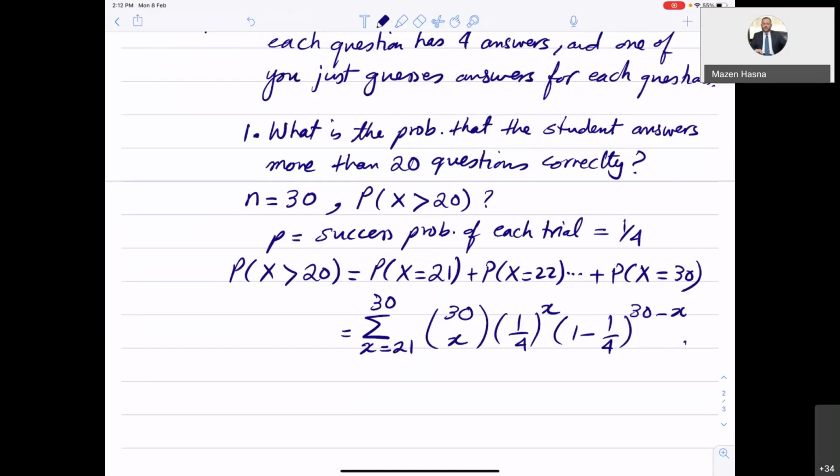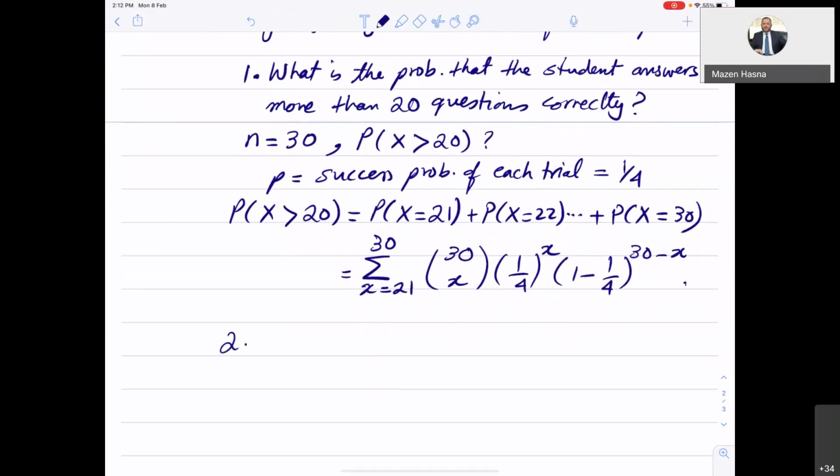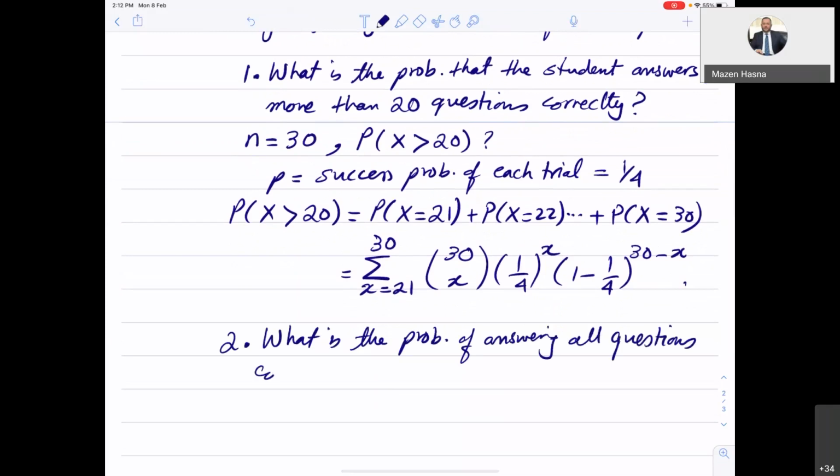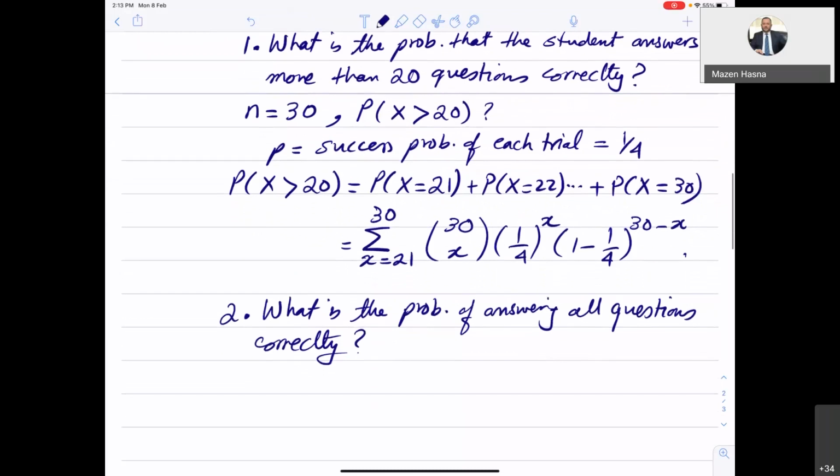Okay. Right. I can also ask, what is the probability of answering all questions correctly? You can do this even without using the binomial distribution. So I'm really asking what the probability is that x equals 30. You can, of course, use the rule.